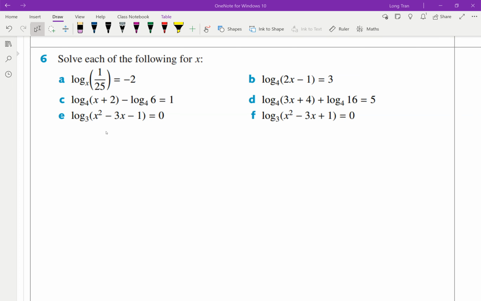Hey 11s, we're now going to look at another example of working with logarithmic equations. Let's pick another two. Which ones look tough? I'll do F because there's a quadratic equation in there. You can try E yourself.